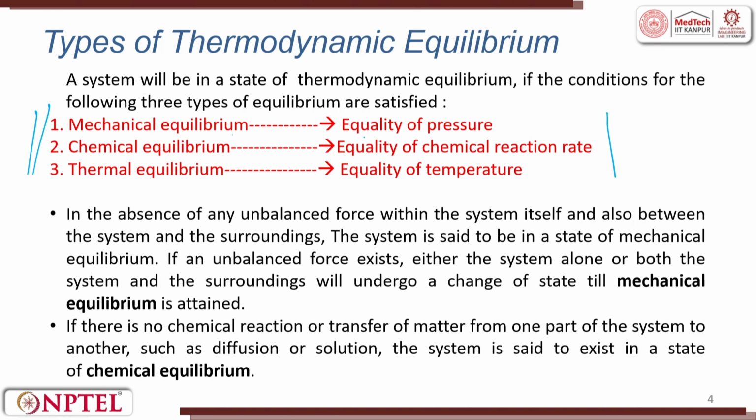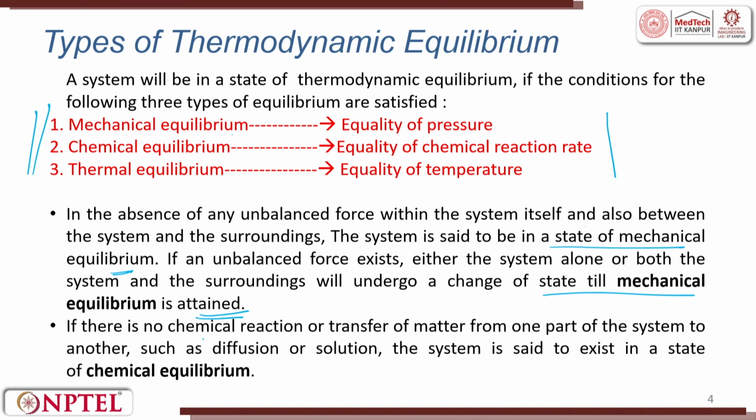In the absence of any unbalance of forces within the system itself and also between the system and the surrounding, the system is said to be in state of mechanical equilibrium. If an unbalanced force exists, either the system alone or both the system and the surrounding will undergo a change of state till mechanical equilibrium is attained. So, you pull a string, you leave it, it keeps on jumping till it comes to the normal state.